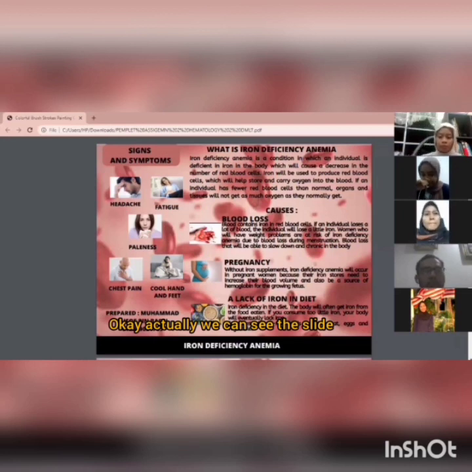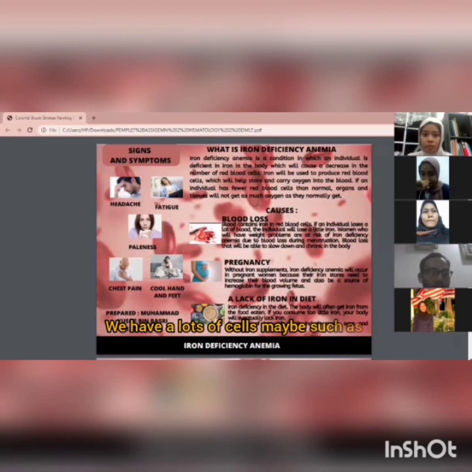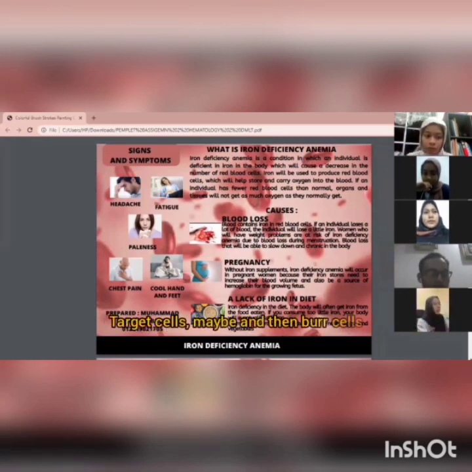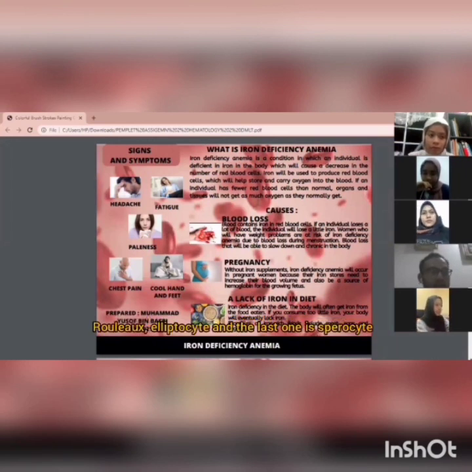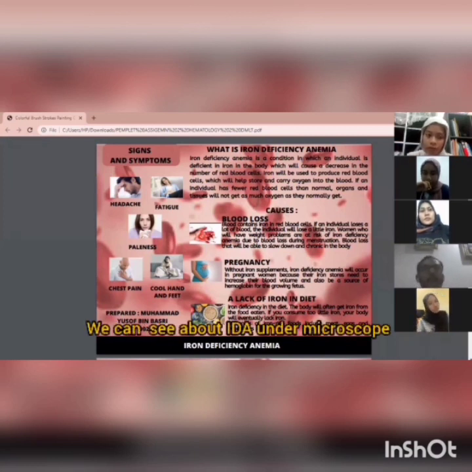Actually, we can see a lot of cells, such as target cell, burr cell, rouleaux, elliptocyte, and the last one is spherocyte. We can see these in IDA under the microscope.